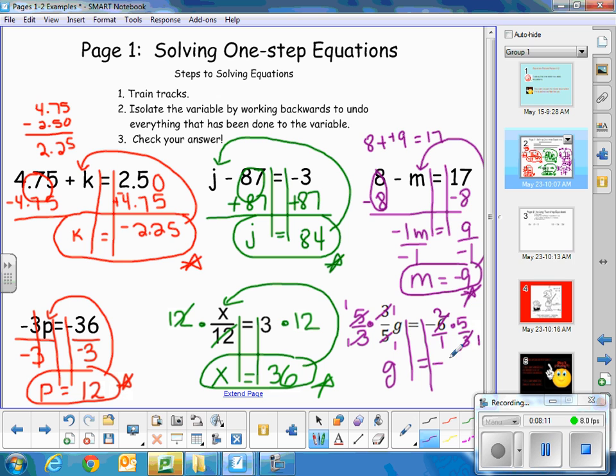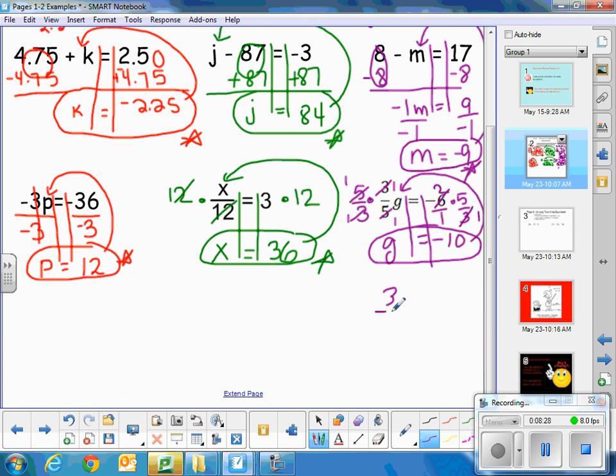2 times 5 is 10. And 1 times 1 is 1. And 10 over 1 is just 10, and it was negative, so g equals negative 10. To check your work, you would plug this back in. 3/5 times a negative 10.